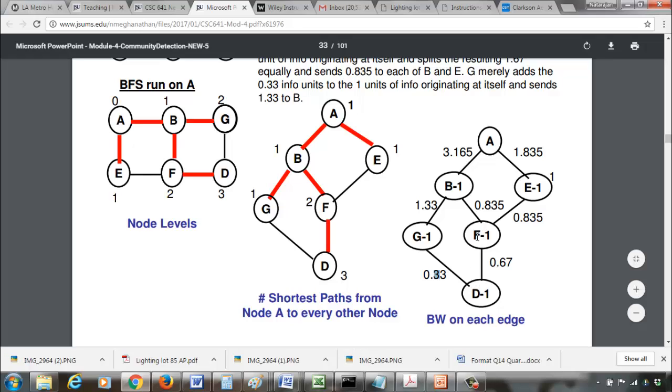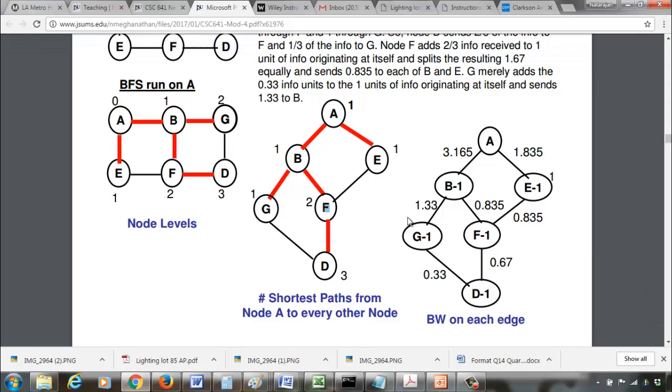On the other hand, F combines the 0.67 that it gets from D with its own 1 unit of flow, which is 1.67, and F divides that flow proportionally between its two predecessors, B and E, because from each of them it gets 1 unit of flow. So it divides 1.67 by 2, which is 0.835. It sends 0.835 units of flow to B and another 0.835 units to E.